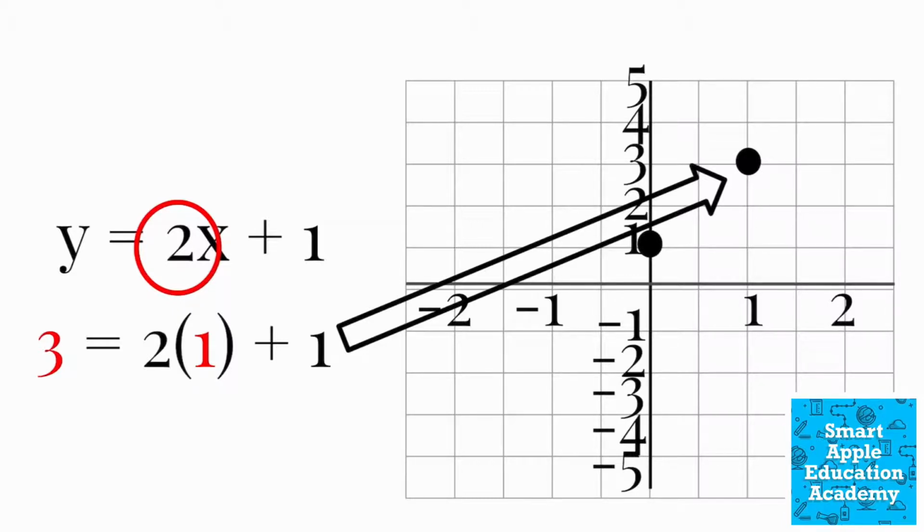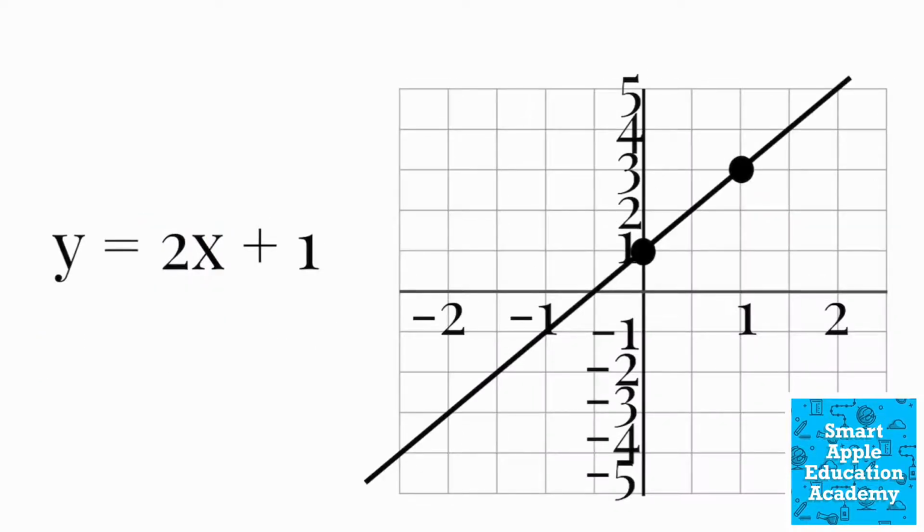As you can see, a point is now plotted at 1, 3. Now that 2 points are plotted on the graph, let's connect a line through those points. If you're graphing, make sure that the line goes through points that correspond with the equation.